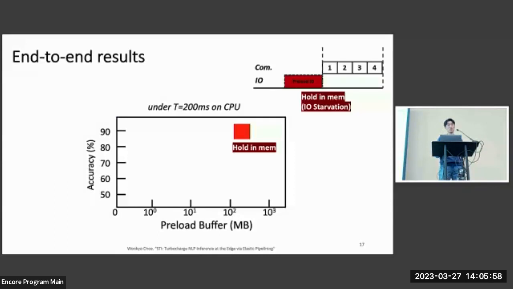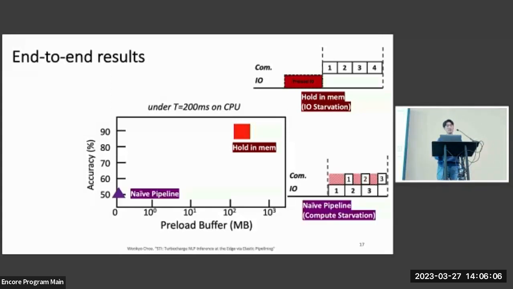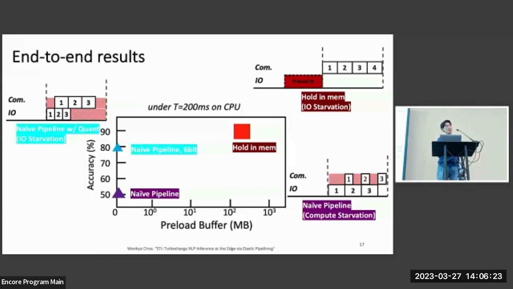So first baseline is holding memory, and it has a high accuracy because the model is always in memory, but as you can see, it takes a large memory consumption. Second, naive pipelining. This has a small memory footprint thanks to on-demand model loading. However, due to the I/O skewness, in this case, the computation is underutilized. Therefore, the accuracy is inferior to holding memory. Third, we try to quantize and apply it to each baseline. However, this is still lower than holding memory because I/O and compute skewness still exists, and in this case, I/O is underutilized.